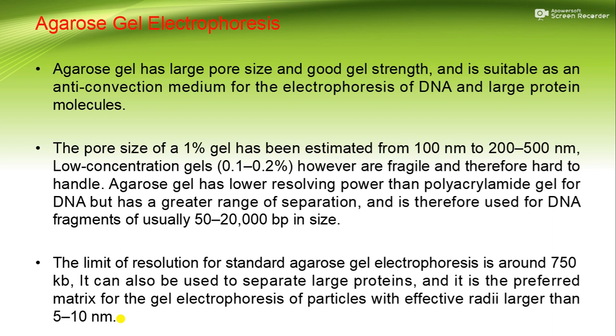Agarose gel has lower resolving power than polyacrylamide gel for DNA but has a greater range of separation, and is therefore used for DNA fragments of usually 50–20,000 bp in size. The limit of resolution for standard agarose gel electrophoresis is around 750 kb. It can also be used to separate large proteins, and it is the preferred matrix for the gel electrophoresis of particles with effective radii larger than 5–10 nm.